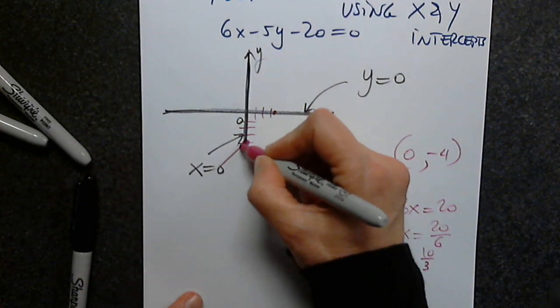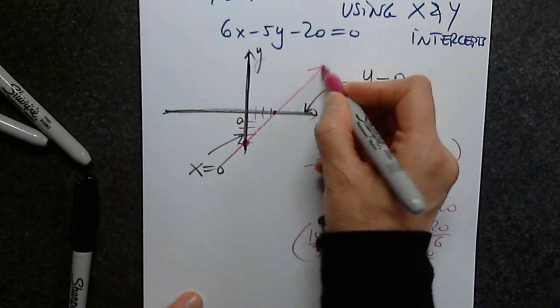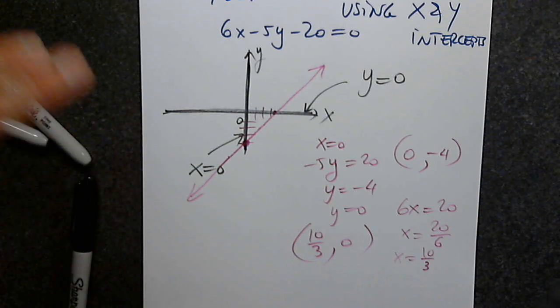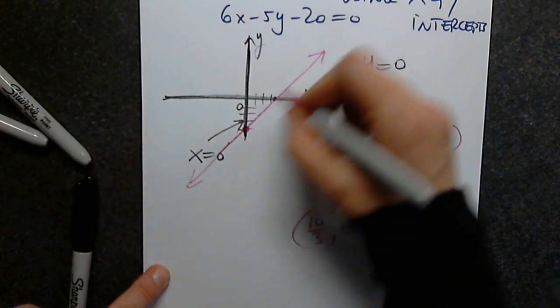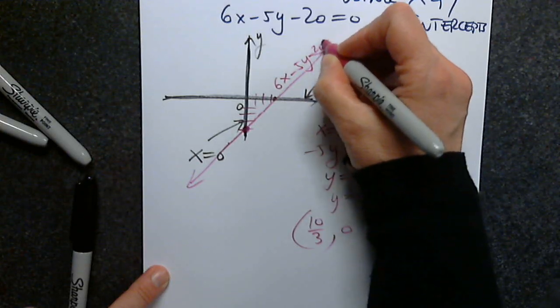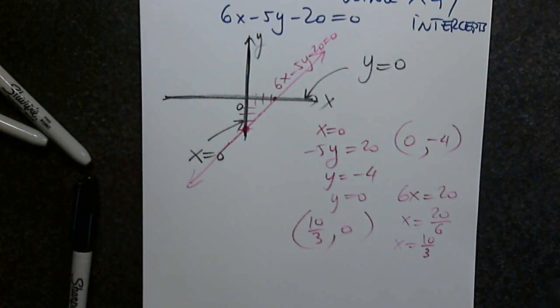So this is the graph of the line in question. Connect the points and extend. You can put the arrows. There is no limitation for this. But please write the equation somewhere: 6x minus 5y minus 20 equals 0. And this is the way we graph using x and y intercepts. Let me know if we need to show another example.